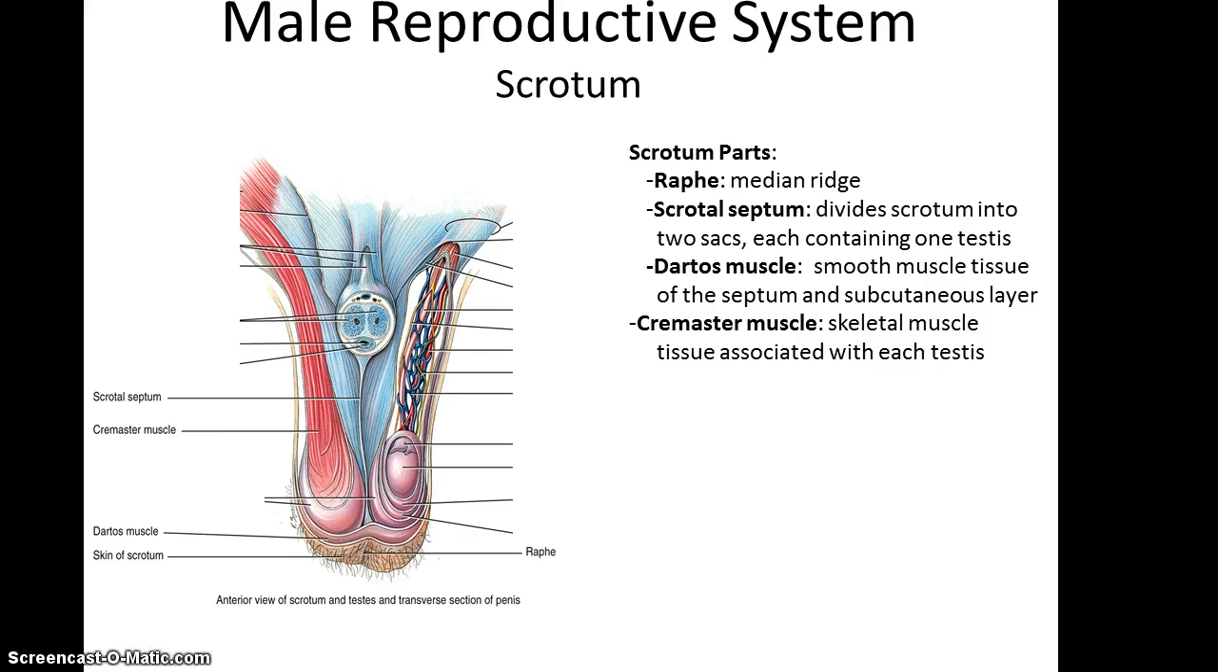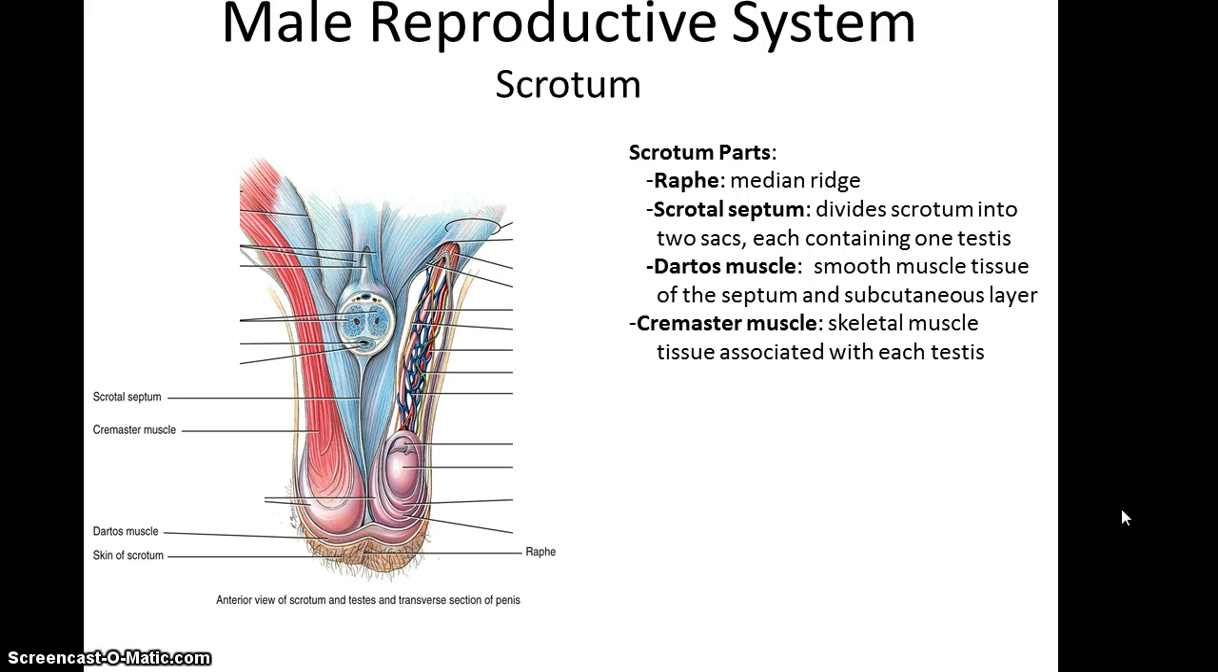Let's start with the scrotum. You can see the scrotum has a lot of different little parts. There's the raphe, which is the median ridge of the scrotum on the outside. This represents the external representation of what's inside, which is the scrotal septum, a wall that divides the scrotum into two sacs, each containing one testis.